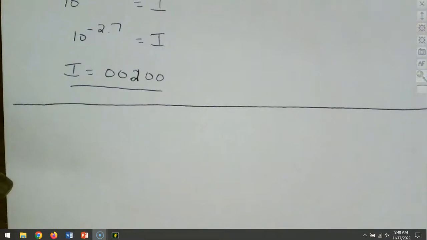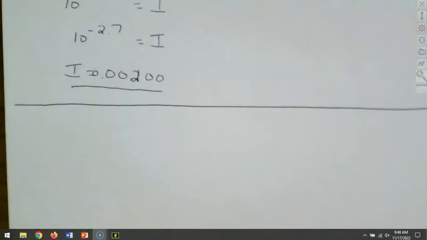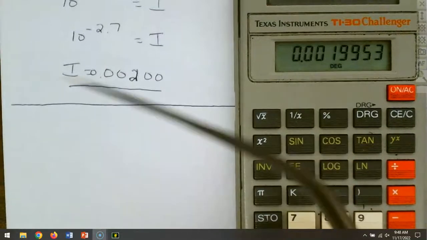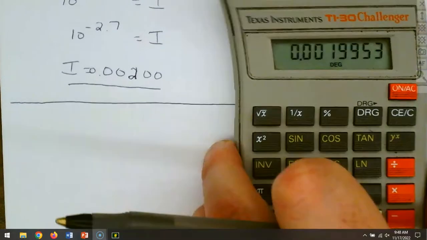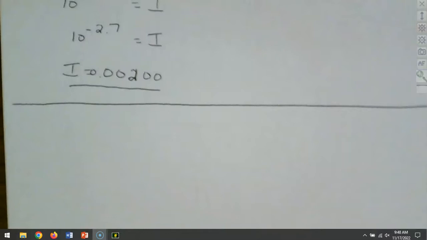I would have taken 0.00200. If you wrote down 0.0019, I would take that. I'm not really picky about the rounding as long as you're close. So that takes care of that one.